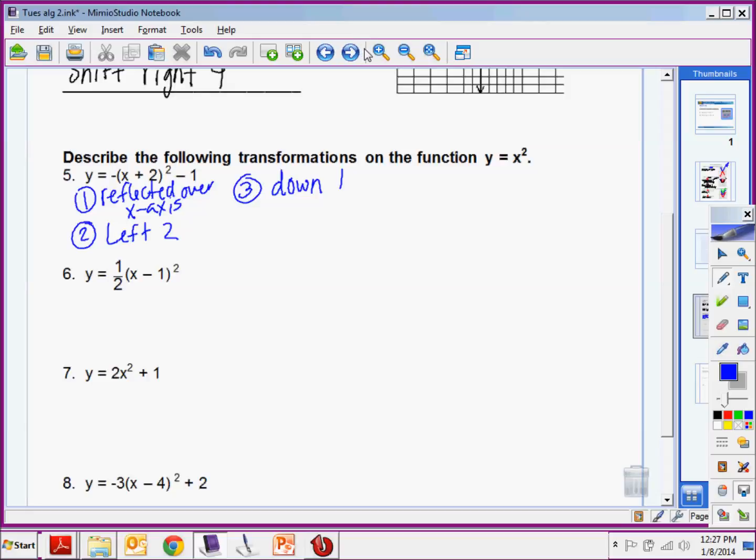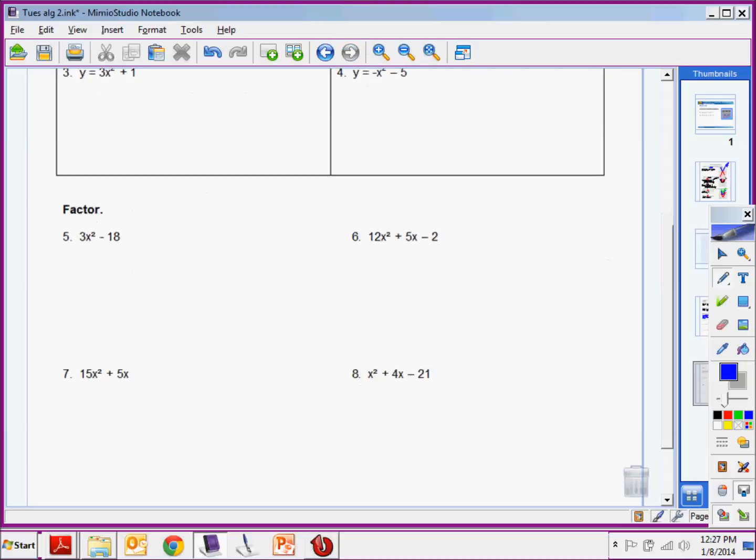Good. So basically, just by looking at it, you should be able to determine what's going to happen to that graph. All right. So if it's negative, it's going to be reflected over the x-axis. But what is it? It's still going to stretch.